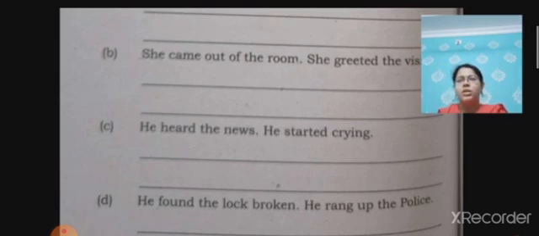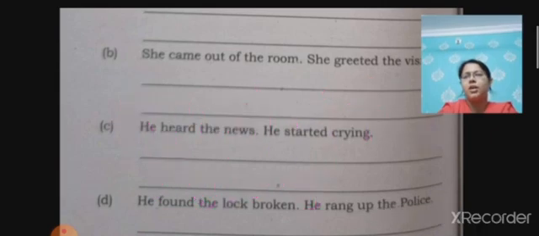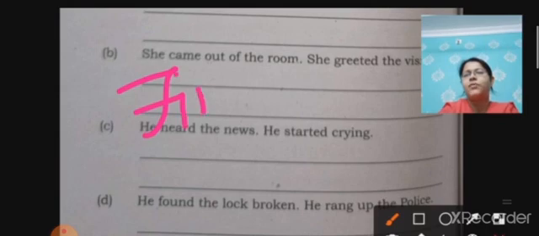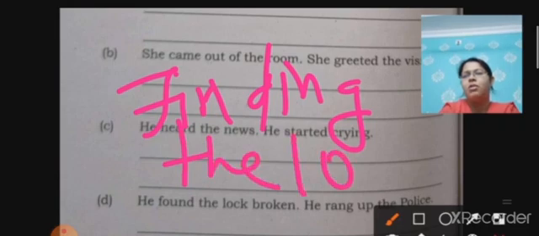He heard the news, he started crying. So here students, which action has taken place first? Hearing, right? So hearing the news, he started crying. The next one, he found the lock broken, he rang up the police. So here students, first action is finding out, right? Finding the lock broken, comma, he rang up the police.